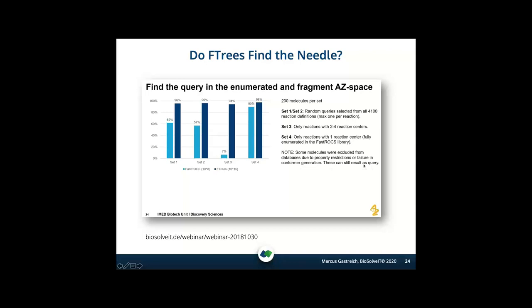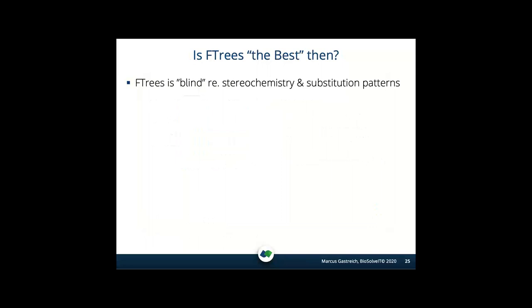In other words, we have a query that can perhaps not find something back because it's simply not in there. But I mean, that's 98%, 94, 96, 96%. That's fairly close to actually guaranteed finding the needle in the haystack. But yeah, so is FTrees the best then? Is this the method that everybody should use also? Well, feature trees is blind when it comes to stereochemistry and substitution patterns. Feature trees cannot distinguish between ortho, meta and para, which means that it's great to actually augment this blindness, to compensate this blindness with other methods.